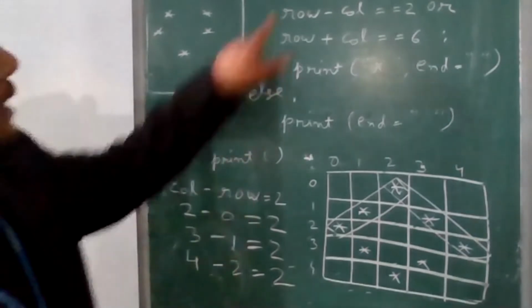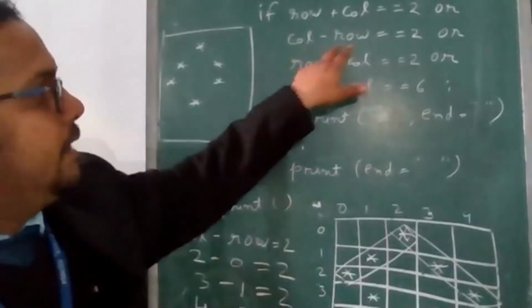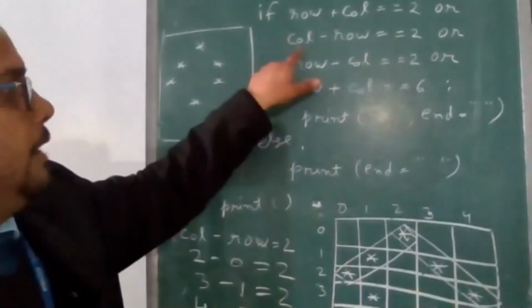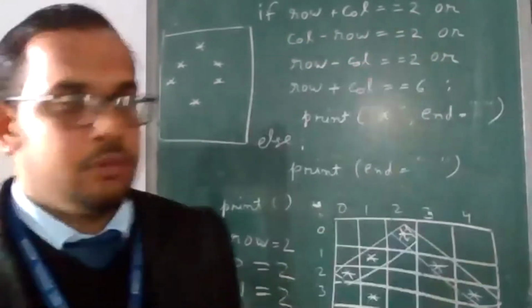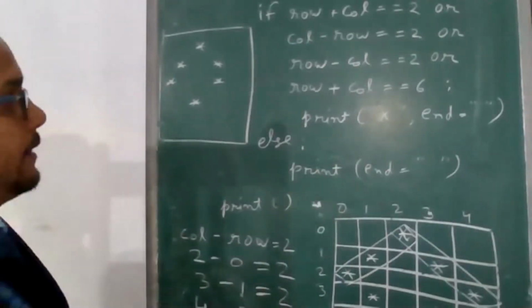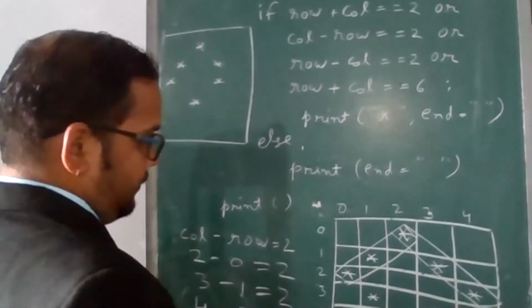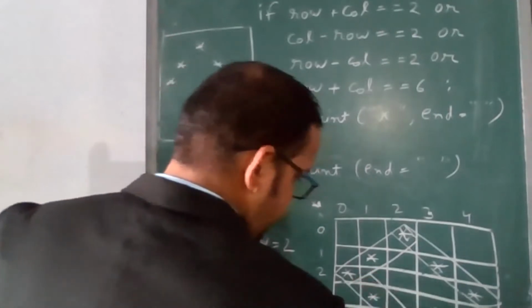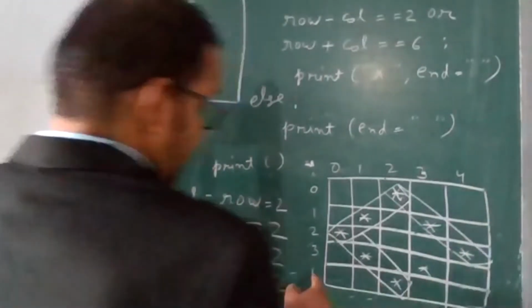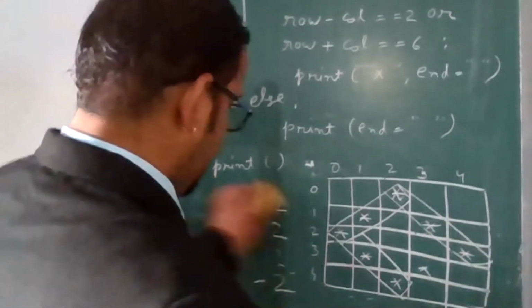So similarly, I have written here col minus row. Look, col minus row equals 2. It means if the difference between the index value of column and row is 2, then it will display a star. Then next one, row minus col. For this, the next one, this side. How do we write this? The value of this row.